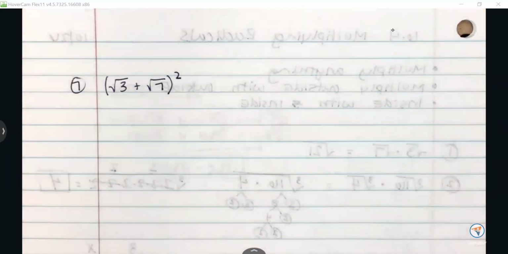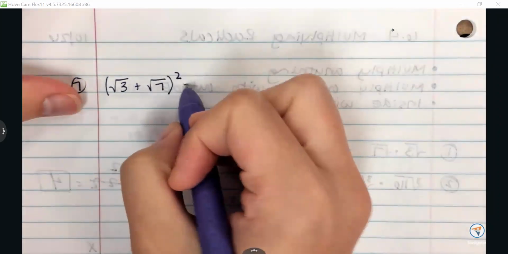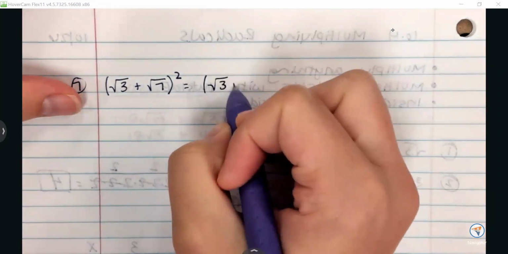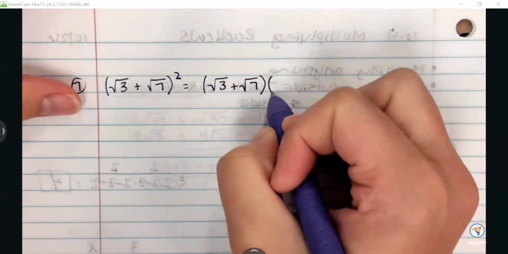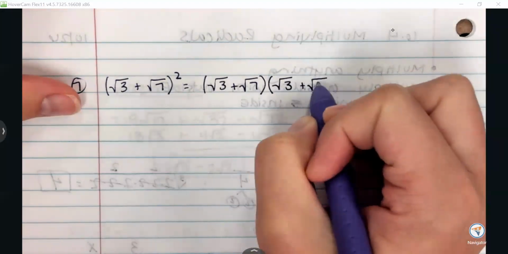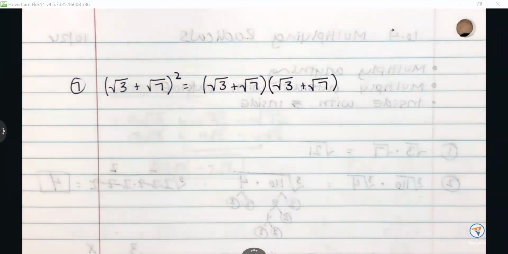All right, number 7 says square root 3 plus square root 7 all squared. What does that mean? You have to write it again. It's times itself. So this really means square root of 3 plus square root of 7 times square root of 3 plus square root of 7. Again, it stays simple because they are all located inside.